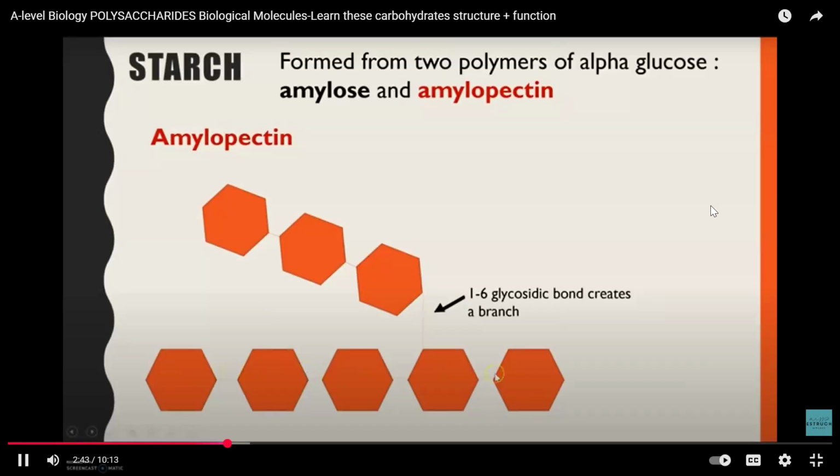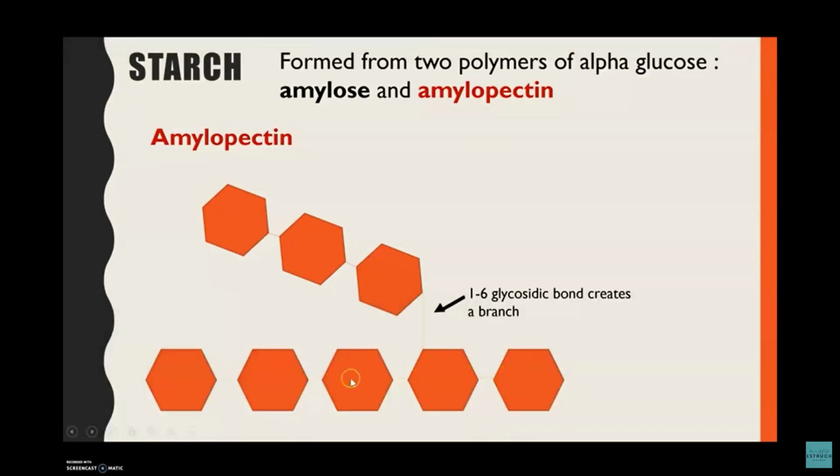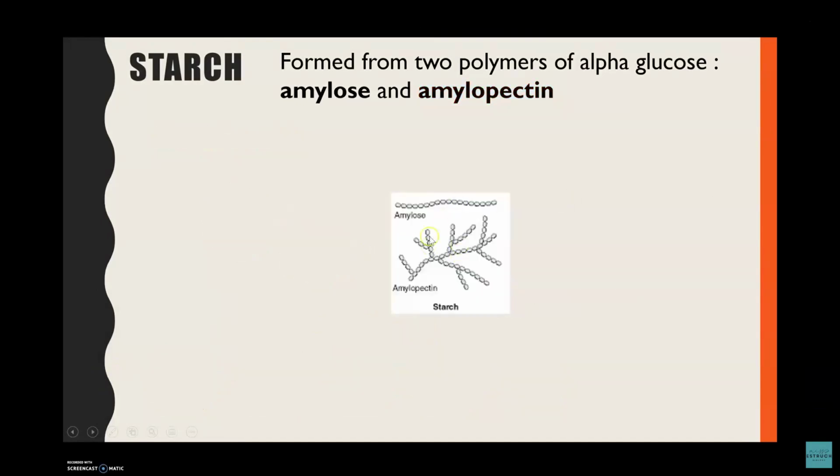And this lower part you can see is 1 to 4 glycosidic bonds. And we can tell that because you have this straight chain. At this location though, we now have part of it branching off. And this is created by a 1 to 6 glycosidic bond. So here we have carbon 1 of this glucose molecule and carbon 6. And due to that location, it causes a branch. So amylopectin is quite a branched polymer and amylose is a straight polymer which spirals up.